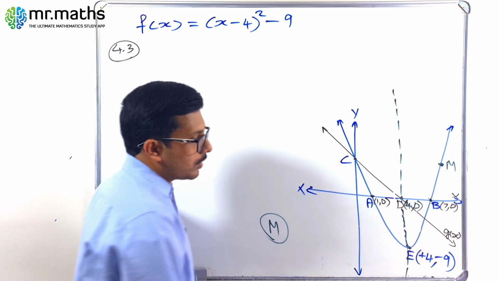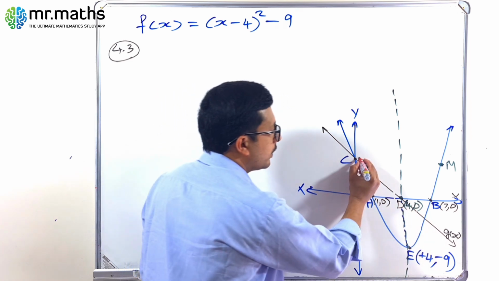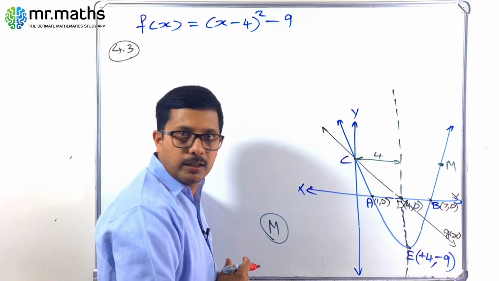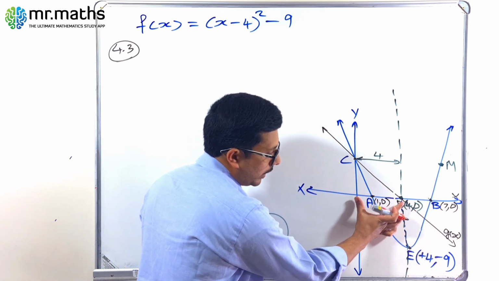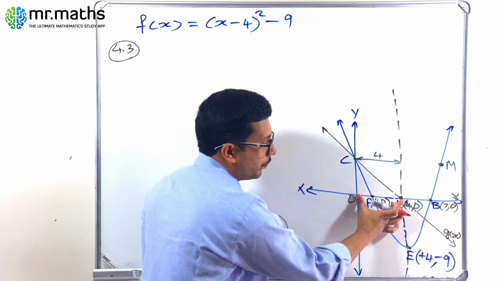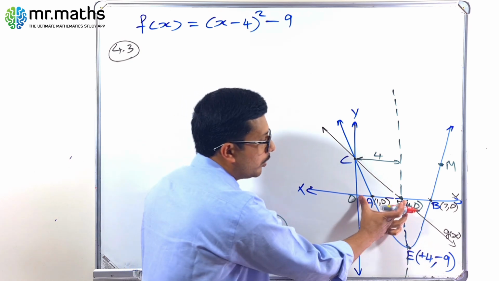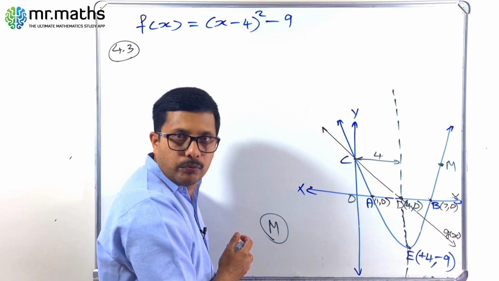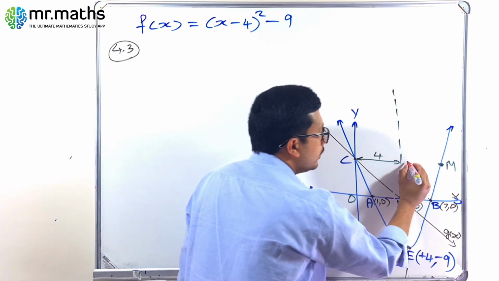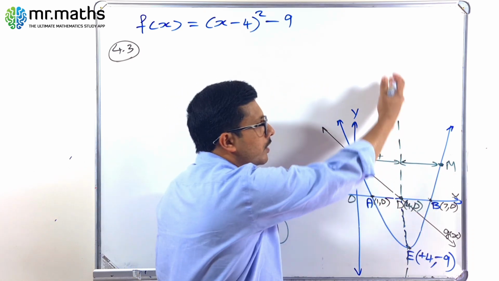Listen very carefully: the x value of D is 4 means that this distance is 4 units. Am I right? Here is 0, the x-axis, the y-axis. So this distance is 4 units. That's why the x value of D is 4. So this distance is also 4. What is this line? Axis of symmetry. So this distance is also supposed to be 4 units. Then only this one is an axis of symmetry.